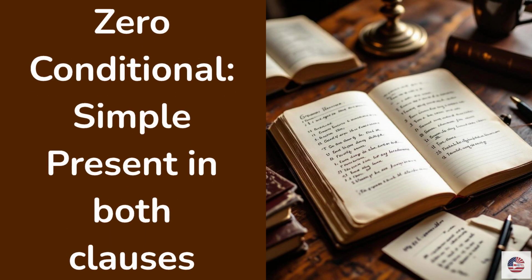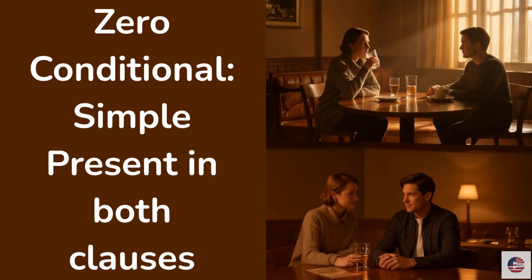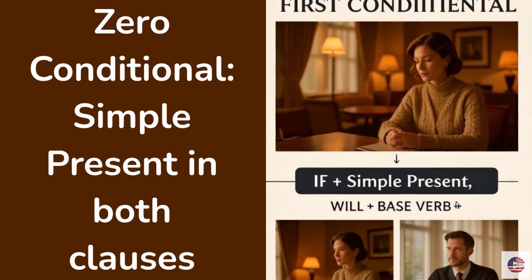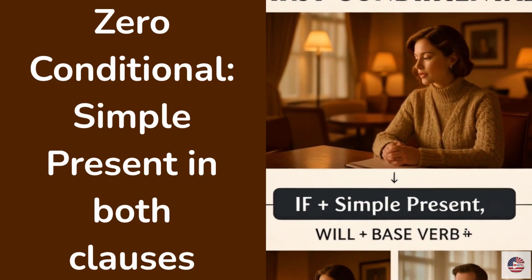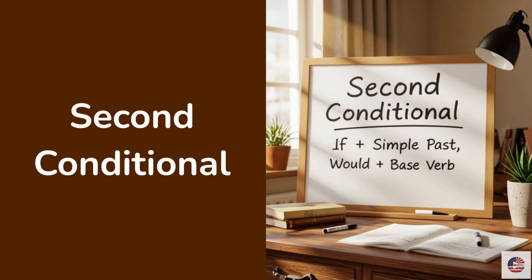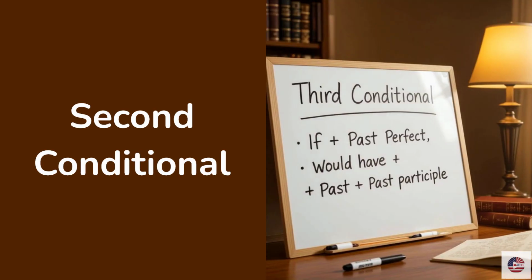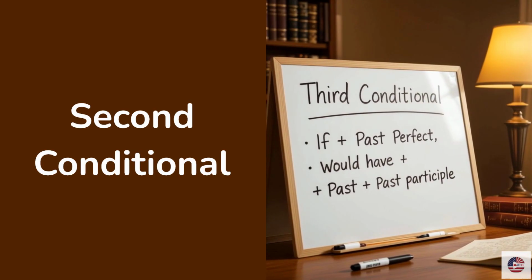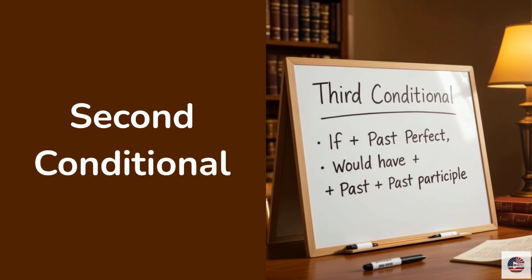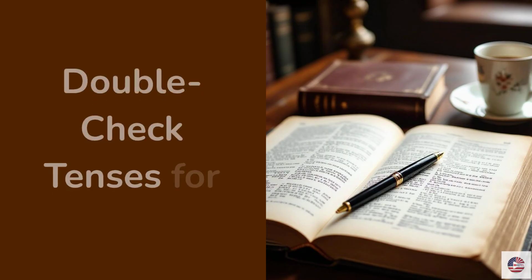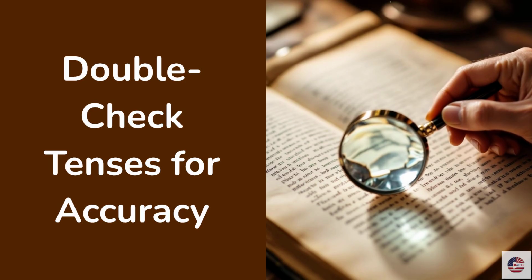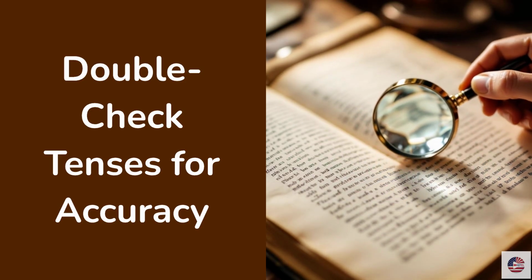Let's quickly review the tense pairs we've covered. For the zero conditional, it's simple present in both clauses. For the first conditional, it's simple present in the if clause and will plus base verb in the main clause. For the second conditional, we use simple past in the if clause and would plus base verb in the main clause. Finally, the third conditional uses past perfect in the if clause and would have plus past participle in the main clause. Always double-check your tenses to convey your intended meaning accurately. This attention to detail will make your English much more precise.